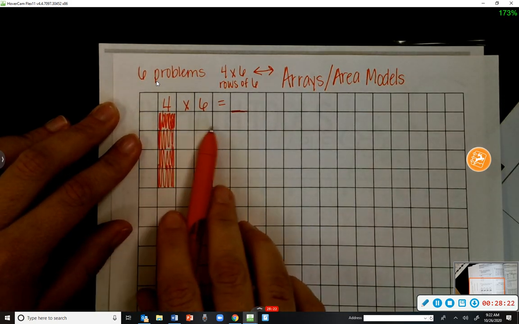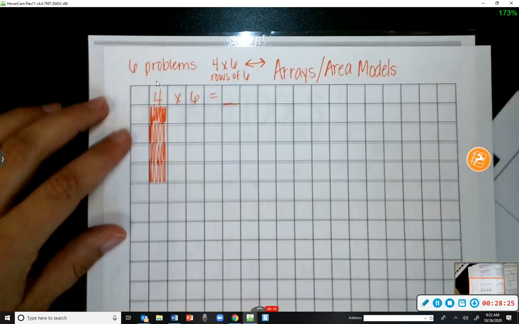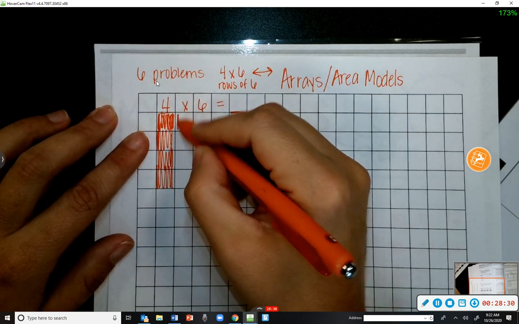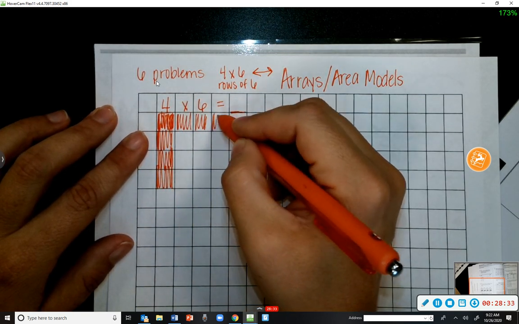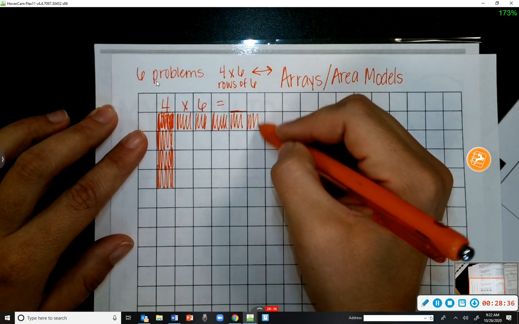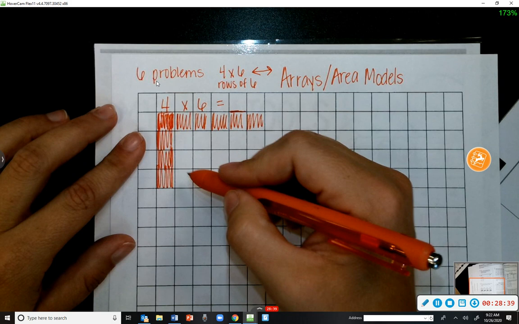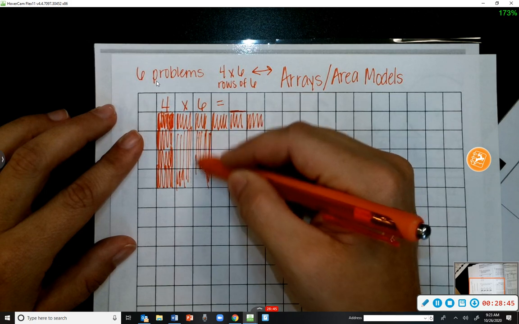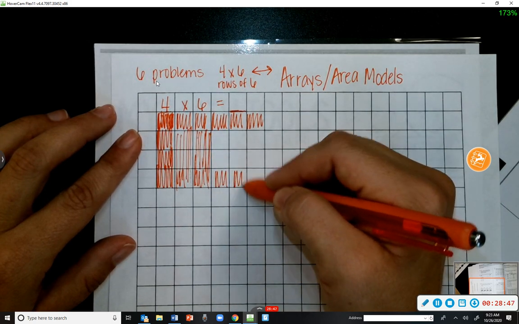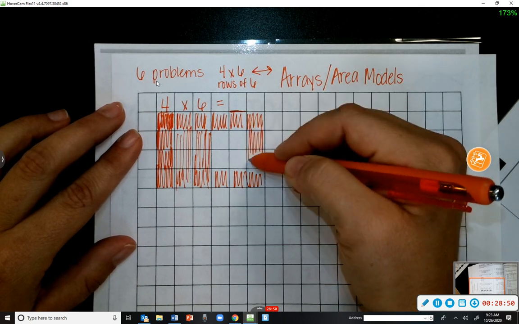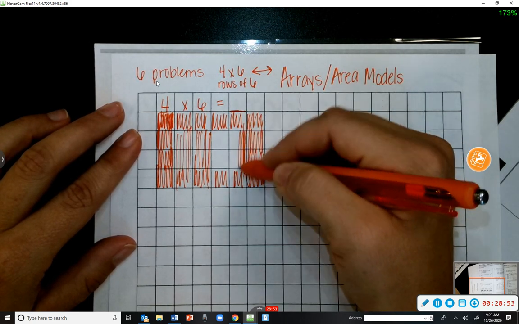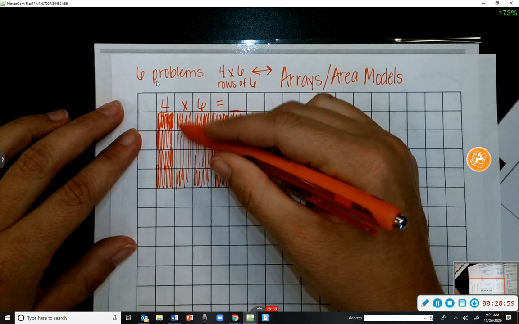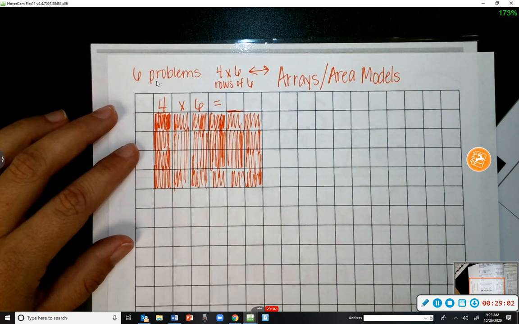And I need to put how many inside the row? 6. Okay, so now I already have 1 box that counts. So I do 2, 3, 4, 5, 6. Okay, and now I just need to fill all of them in. And then how would I get my answer if I don't know what 4 times 6 is? You would count them in all. Count all of the squares that we just shaded in, okay? Y'all's is going to be much neater, but I'm just trying to save time and show you quickly.